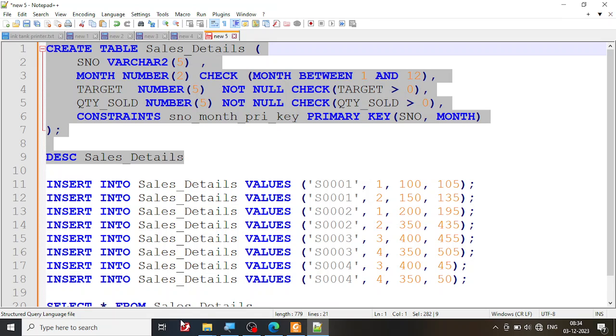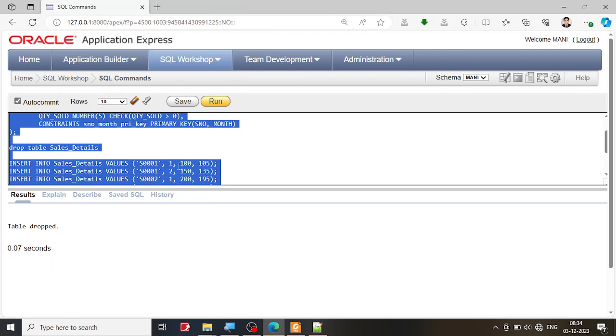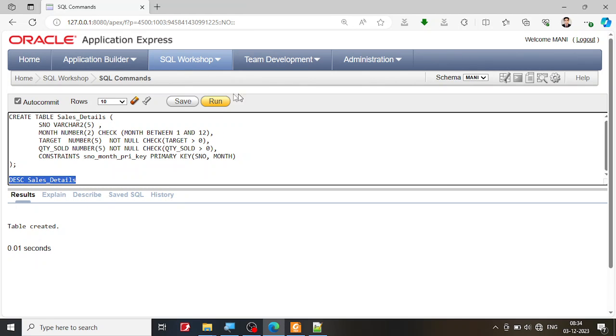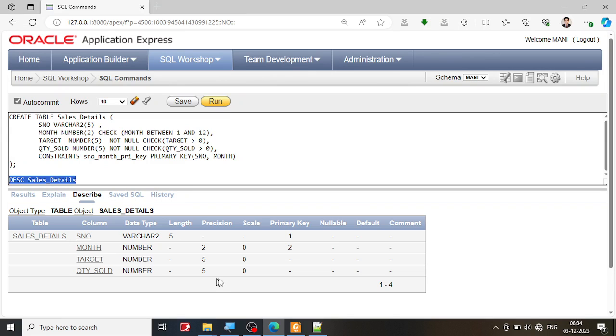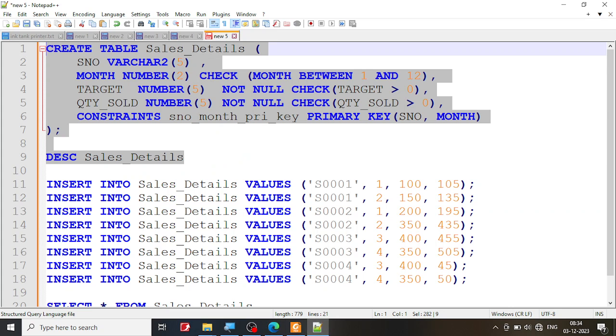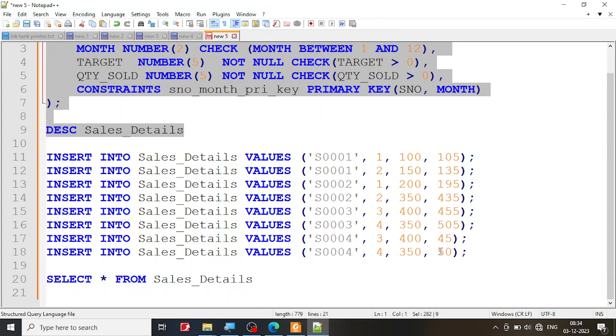So let me copy it and paste it over here, and let me create the table one more time. And I'm going to run the description of this particular table. And this time you notice that almost all the fields over here are not nullable. Remember, if you get a mark here, that means this field is nullable. In this case, this field is not nullable. That is what I wanted. I don't want null values to be there as a part of the constraint.